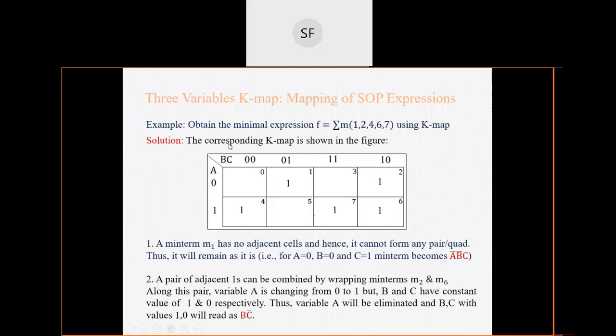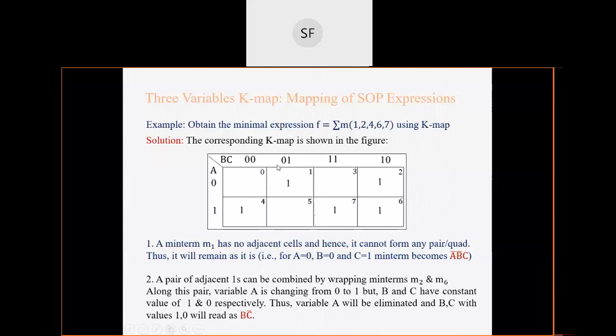So this is one problem again. The example goes like this: obtain the minimal expression f equals summation of minterms of 1, 2, 4, 6, 7 using K-map. Okay. So now which information are you getting? Since minterms 6, 7 are there, आपने देख लिया ना, that means it has to be a 3-variable K-map, क्योंकि 2 variable K-map में 6 और 7 आता ही नहीं. Alright. So since it is a 3-variable K-map, you have to draw the structure.